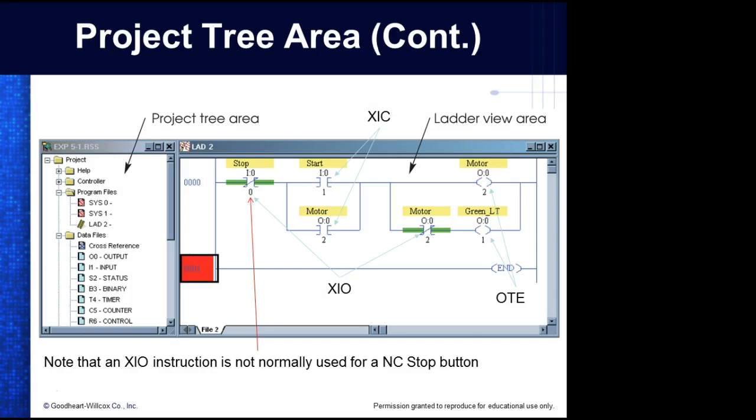Hammond's example, by the way, note that an examine if open instruction is not normally used for a normally closed stop button. And we explain why. Yeah, if the wire breaks, because it's true when it's open.